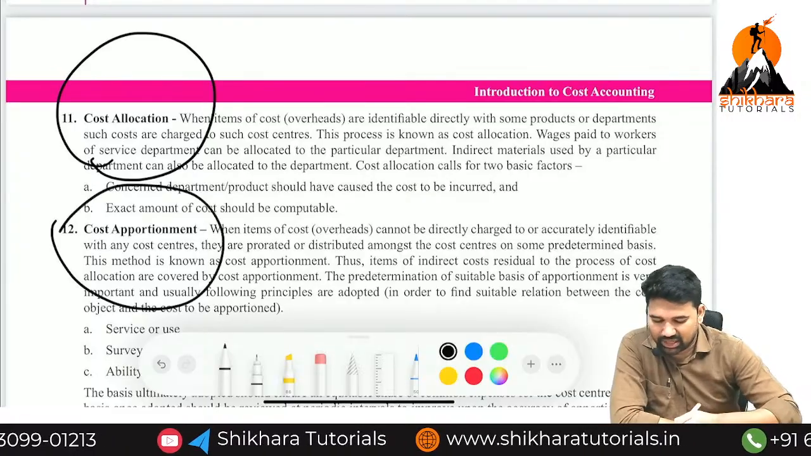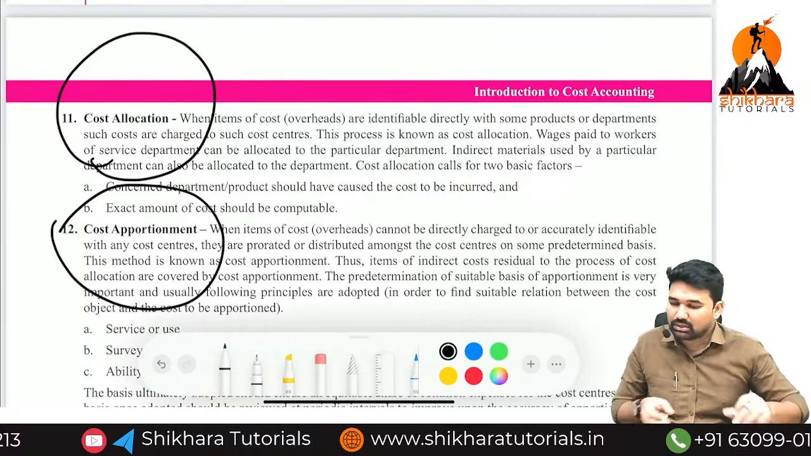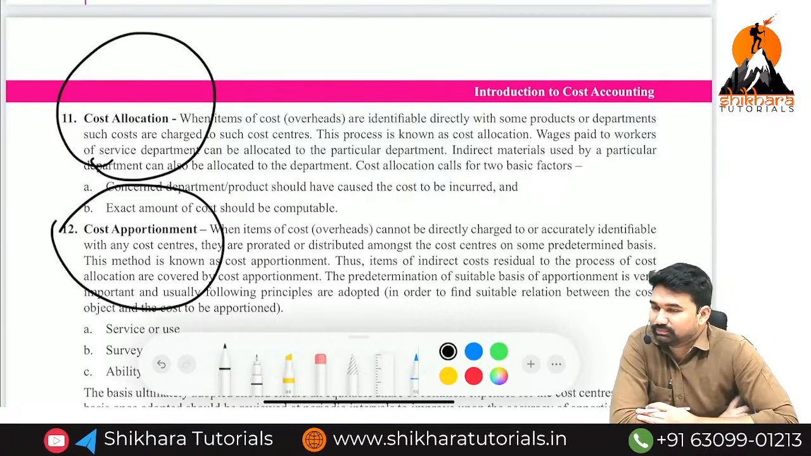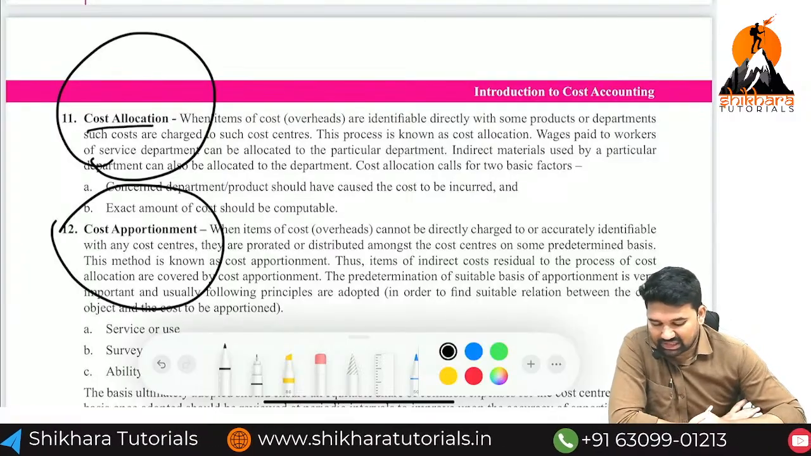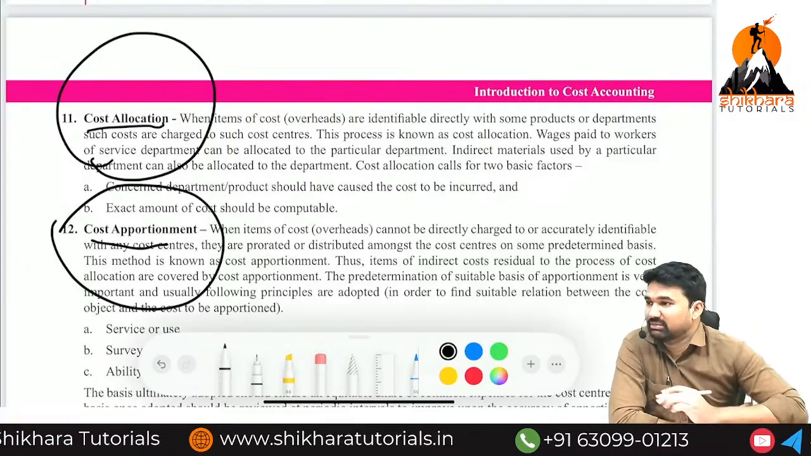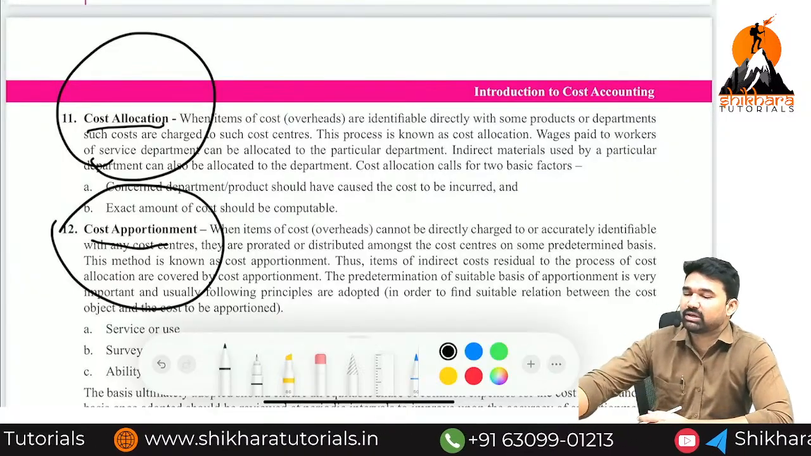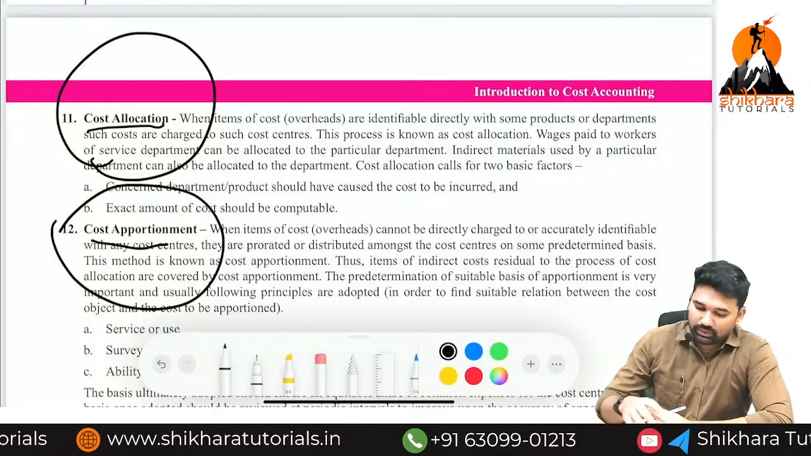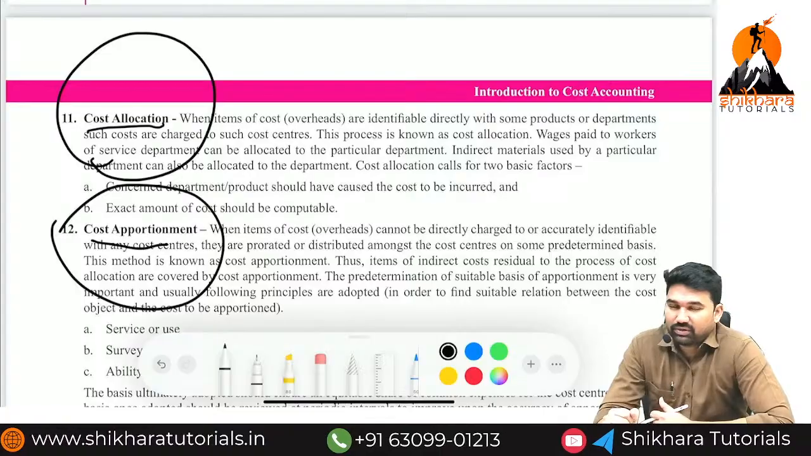Cost allocation and cost apportionment. So basically, what is the difference between cost allocation and cost apportionment? These are the things you must know before solving the problems with respect to cost sheet. Listen carefully.